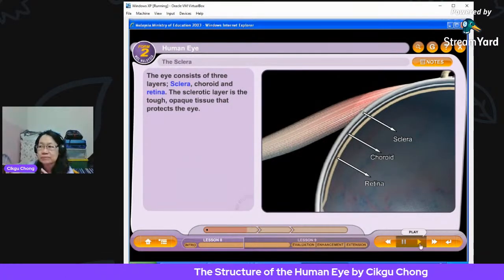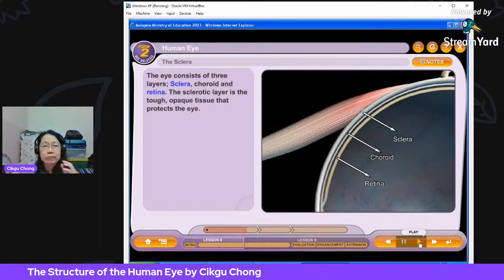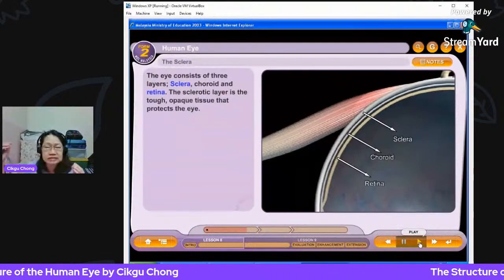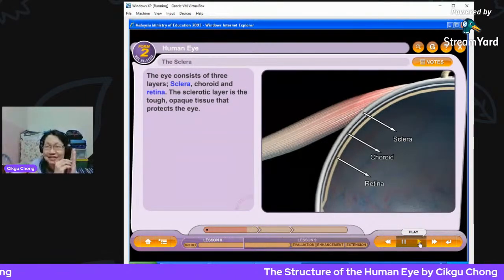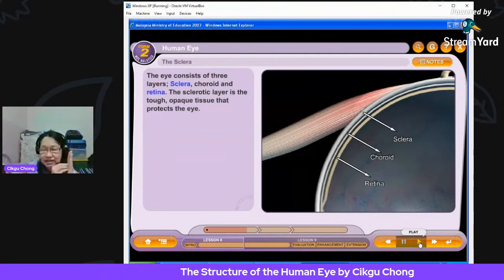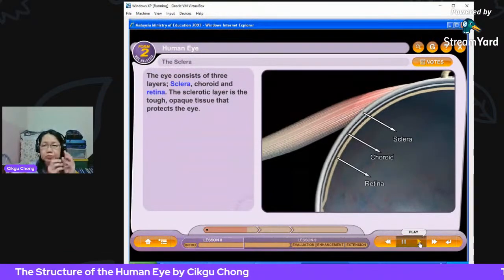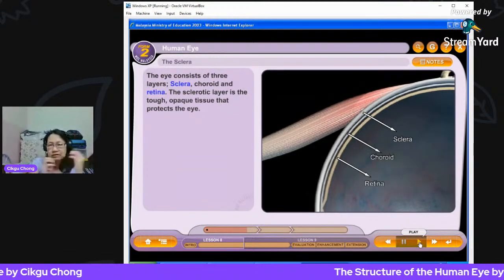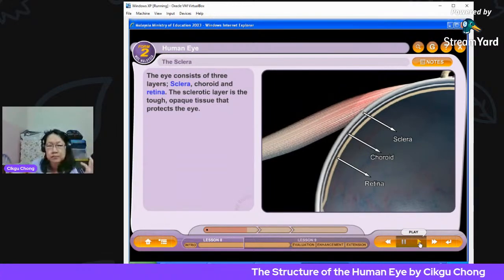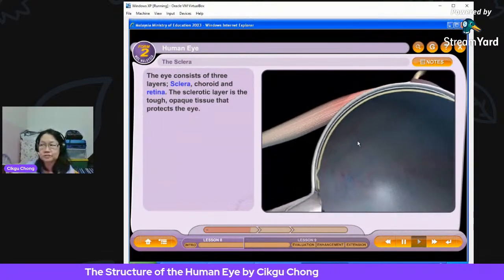Okay, and the third part, which is important, is called the retina. This is the part which actually helps you to see. So when light enters the eyeball, it touches these special cells on the retina. It triggers these cells to produce impulses, which are sent to the brain. So your brain can interpret 你是看到什么, what do you see there? All right, let's continue.